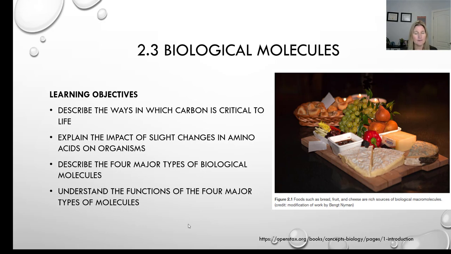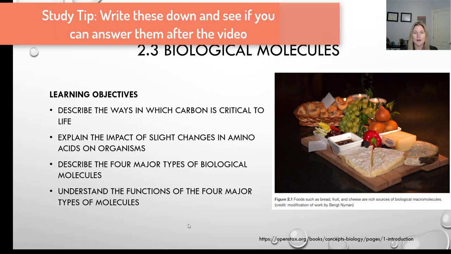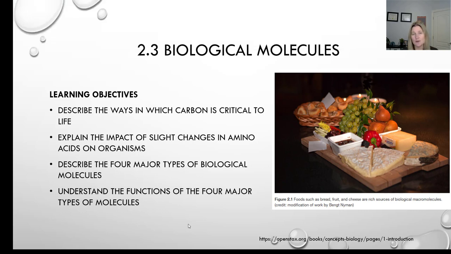By the end of this section 2.3, you will be able to describe the ways in which carbon is critical to life, explain the impact of slight changes in amino acids on organisms, as well as describe the four major types of biological molecules and understand the function of those four types of molecules. So we have quite a bit of information that is covered in this section of the chapter.